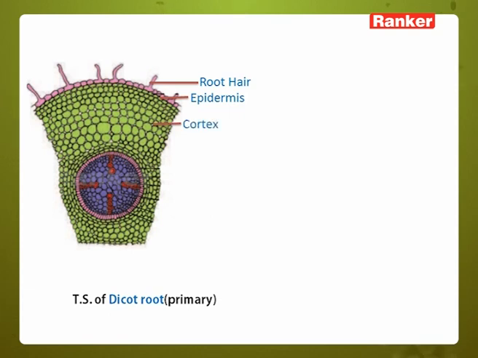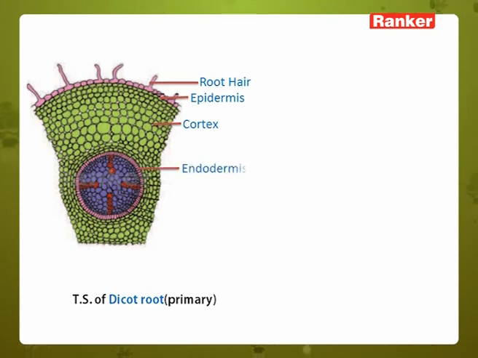Next one, we have the cortex. What is the cortex here? A bridge between the epidermis and the vascular tissue system is the cortex. The cortex cells are round, polygonal or oval cells with a lot of intercellular spaces present in them. These occupy the majority of the tissue system, and they give mechanical strength to the plant body.